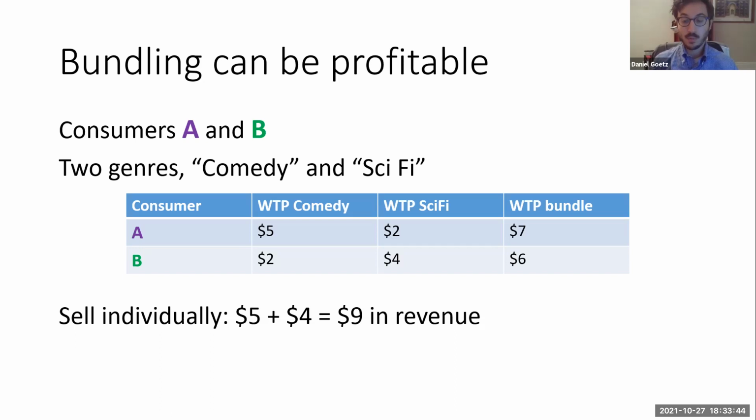But at the end of the day, what have we made? We've made 5 plus 4, $9 in revenue. And that's the best we can do. We've segmented, we've targeted, we've figured out their willingness to pay, we've picked the right price. What about bundling? What's the best we can do if we sell as a bundle?